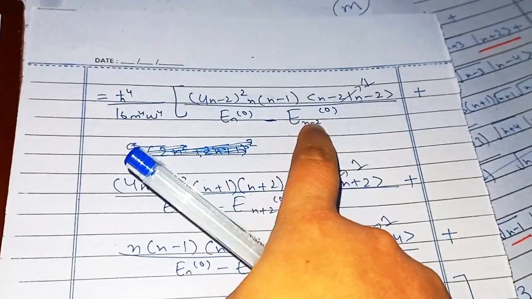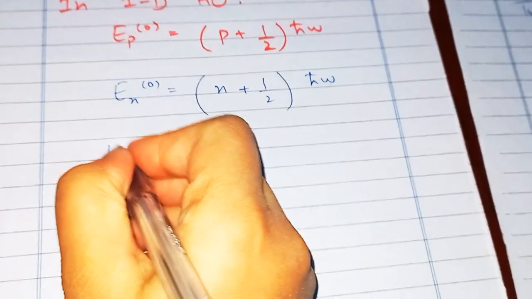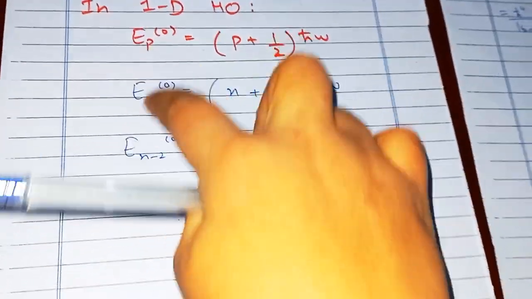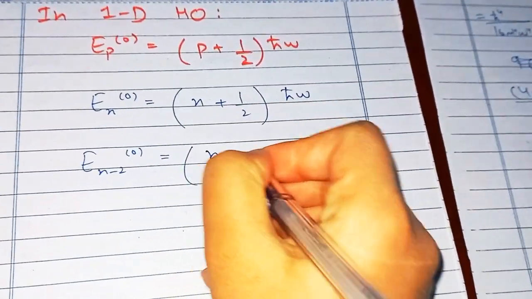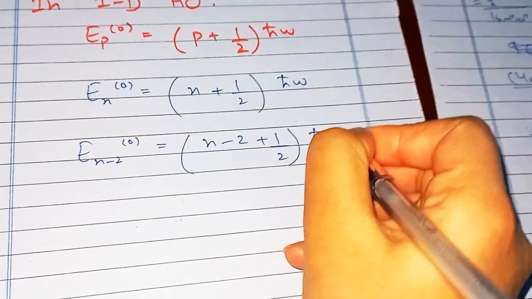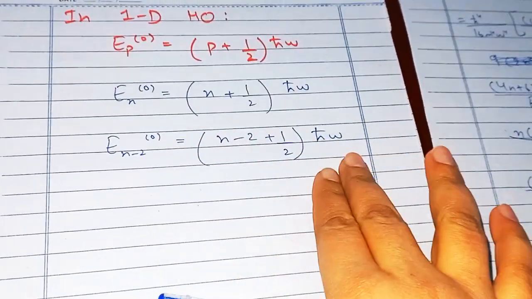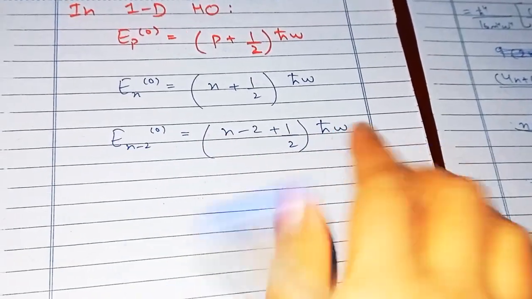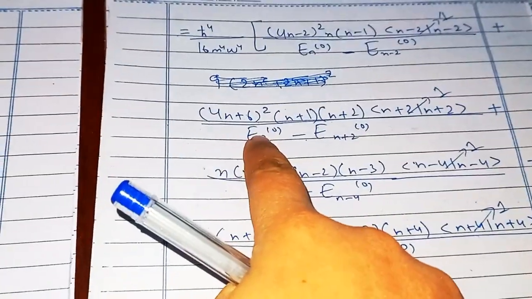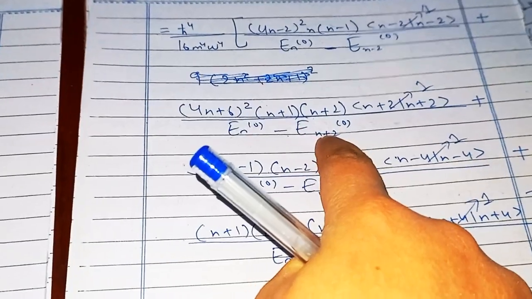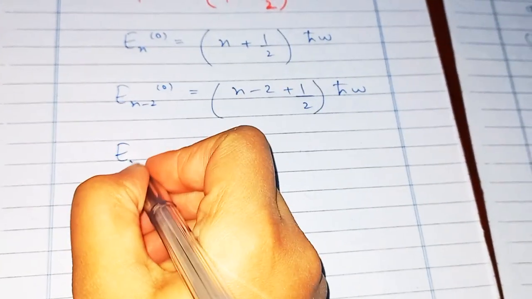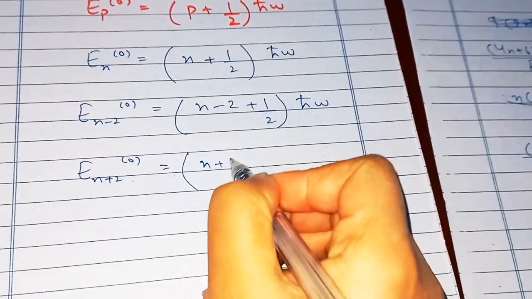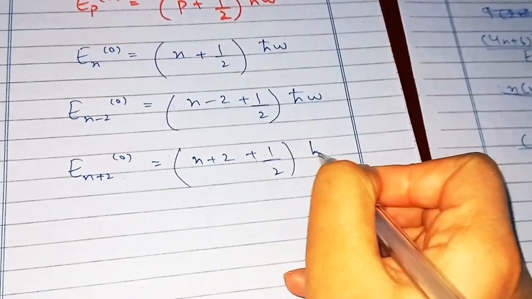Next we have En minus 2 of 0. Here, wherever it's p, you'll write n minus 2, so it's n minus 2 plus 1 by 2 H cut omega. Don't simplify it, because when we subtract, many things will cancel out. So it's En of 0 that we already calculated. En plus 2 of 0: put instead of p, n plus 2, plus 1 over 2 H cut omega.